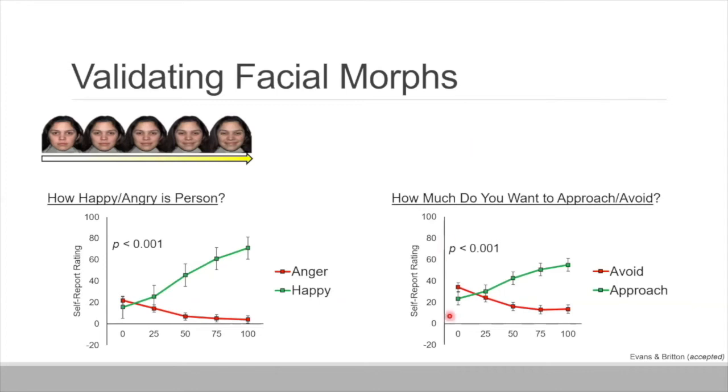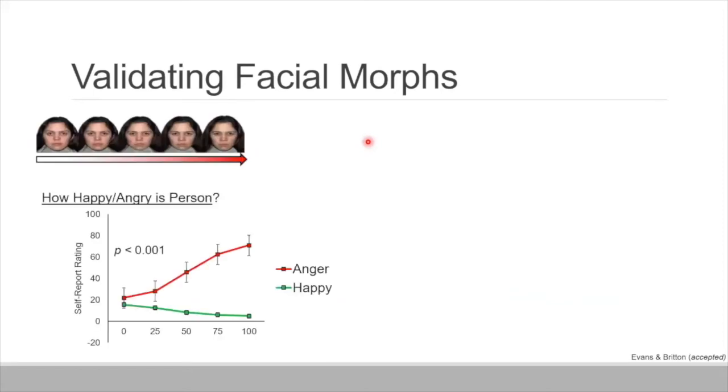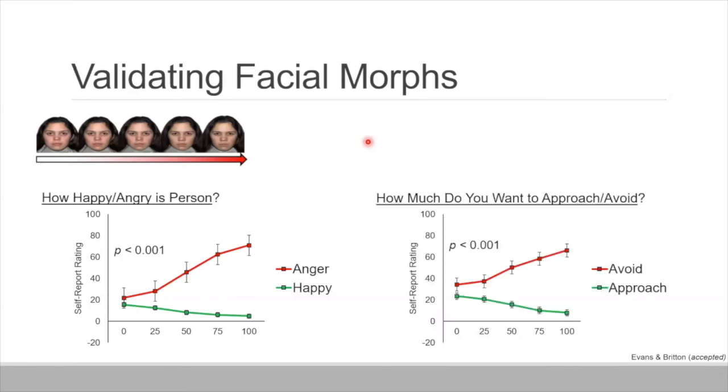And again, we see this kind of nice, robust linear pattern where they're able to see these sort of stepwise increases in the desire to approach these faces, and there's actually a stepwise decrease in the desire to avoid these social reward faces. And we did the same thing for social threat, and we see basically the reverse pattern, which is what we might expect: these nice stepwise increases in anger but not happiness, and these nice stepwise increases in the motivation to avoid these individuals but not necessarily to approach these individuals.